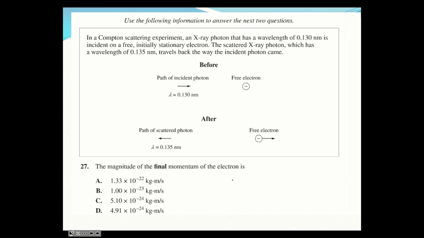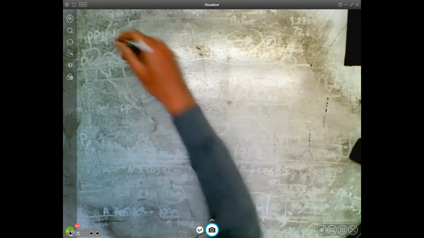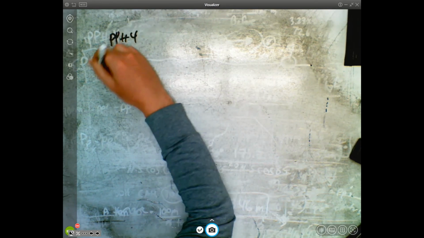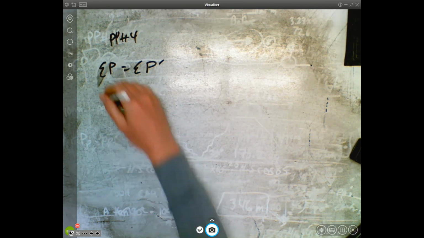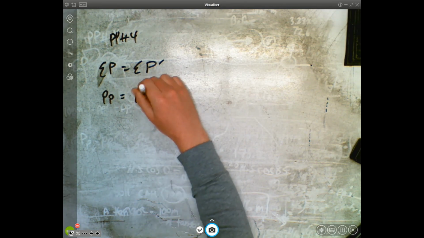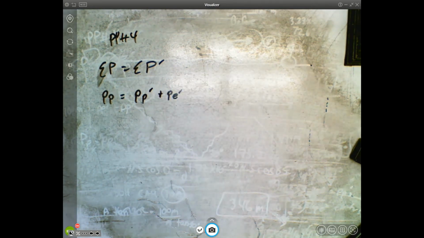It's still law of conservation of momentum, so I'll still set it up the same way, where we're using physics principle number 4. The sum of our momentum before equals the sum of our momentum after, but it's just in one dimension, so we don't have to worry about x's. We do have to worry about positives and negatives. So we have the momentum of our photon before, and then after we have the momentum of our photon after, and the momentum of our electron after, right?